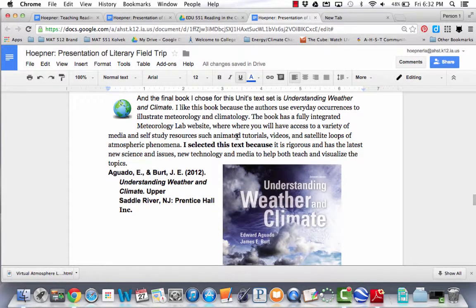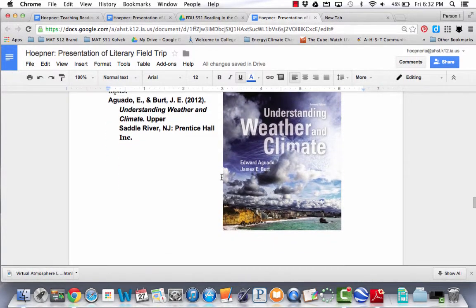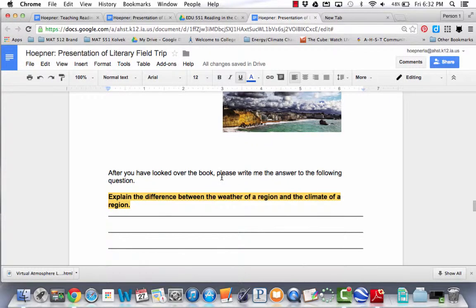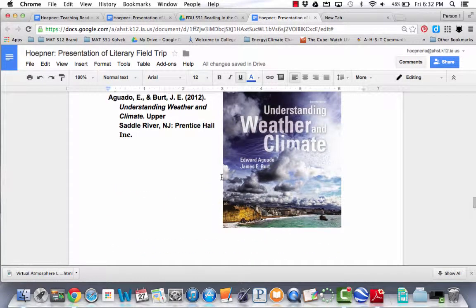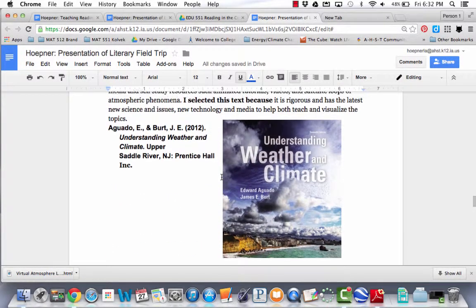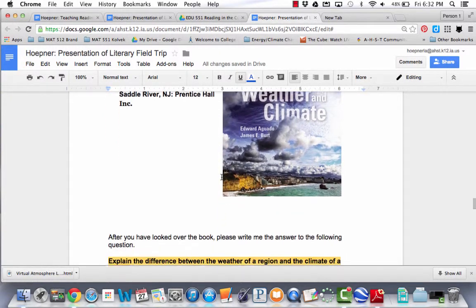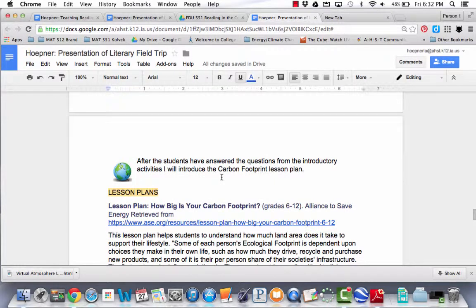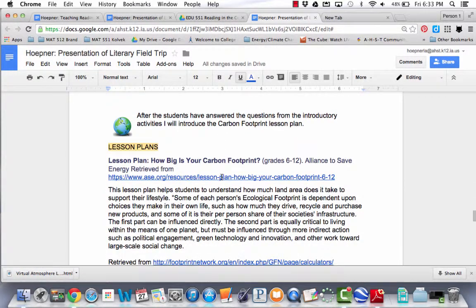And the final book I chose is Understanding Weather and Climate. I chose this book because it has lots of interactive activities. There's a meteorology lab, and it also explains weather with animated tutorials, videos, and satellite loops of weather phenomena. I think it'd be an exciting book that we can use the web to interact with, using the computer. And after I've introduced the books, we'll go into our first lesson plan.